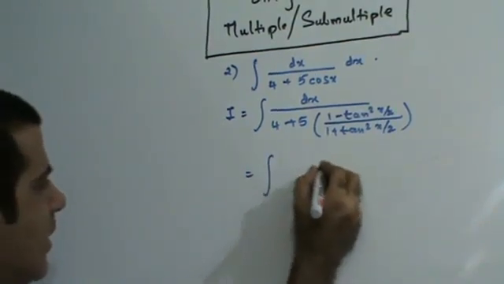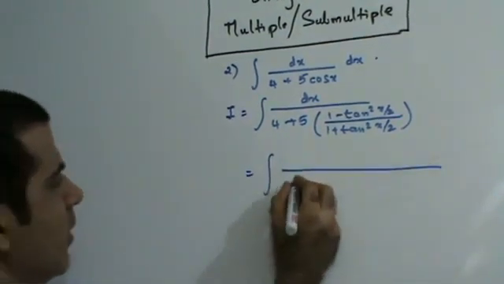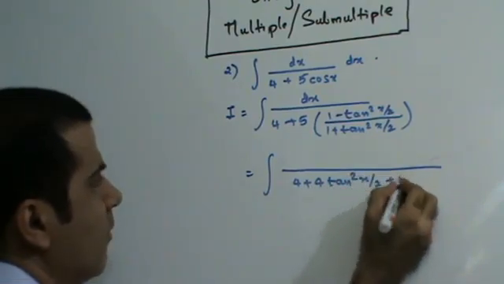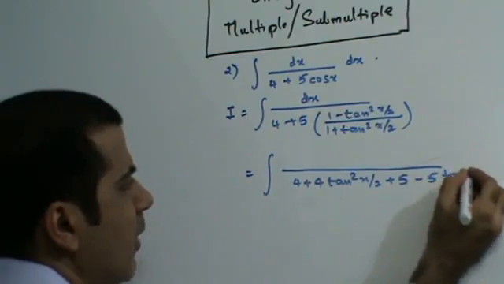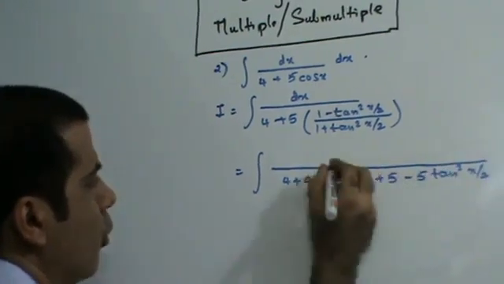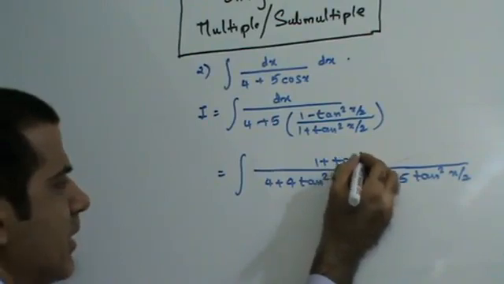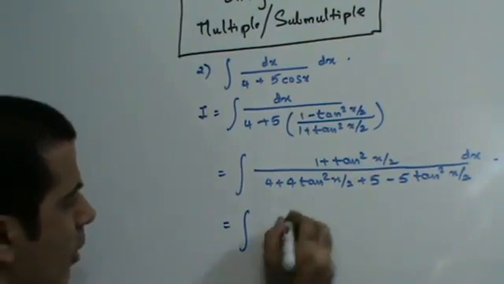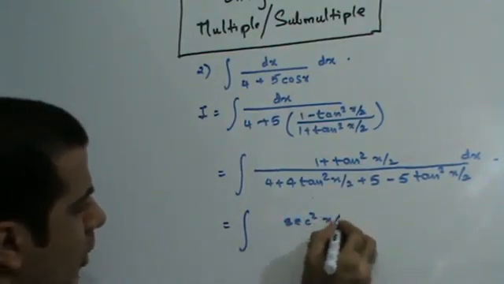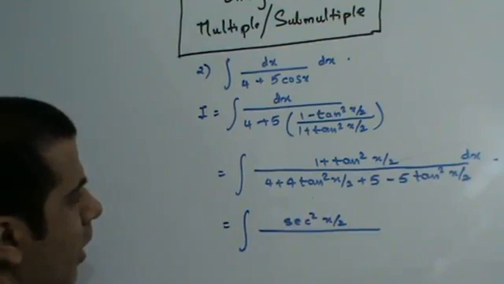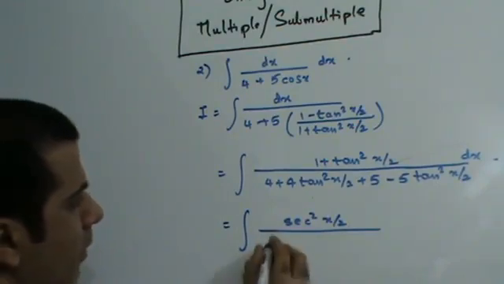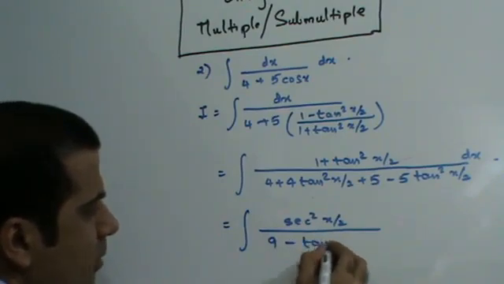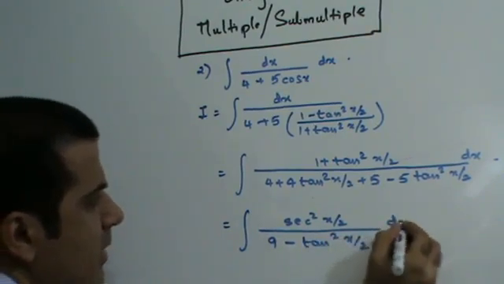This can be written as integral of LCM. This can be written as 4 plus 4 tan square x by 2 plus 5 minus 5 tan square x by 2, upon the common denominator 1 plus tan square x by 2, dx. This can be written as integral of sec square x by 2 upon 9 minus tan square x by 2, dx.